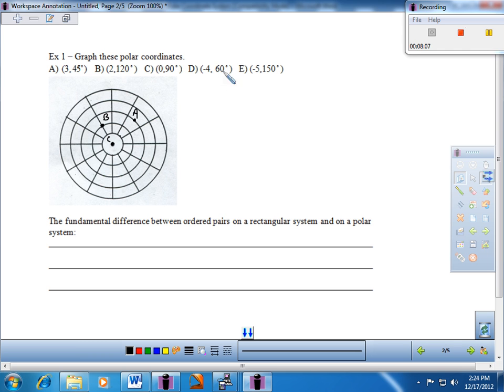Do theta first, and then I'll tell you how to deal with that negative radius. So first and foremost, 60 degrees, everybody. 30, 60. So here's 60 degrees right here. Now what the negative radius does is it changes the direction on your terminal side. So instead of going out this way, it basically flips it over, or it's symmetrical to that pole, and it goes the other way. So here's your 60-degree side, but because the radius is -4, I go the other way.